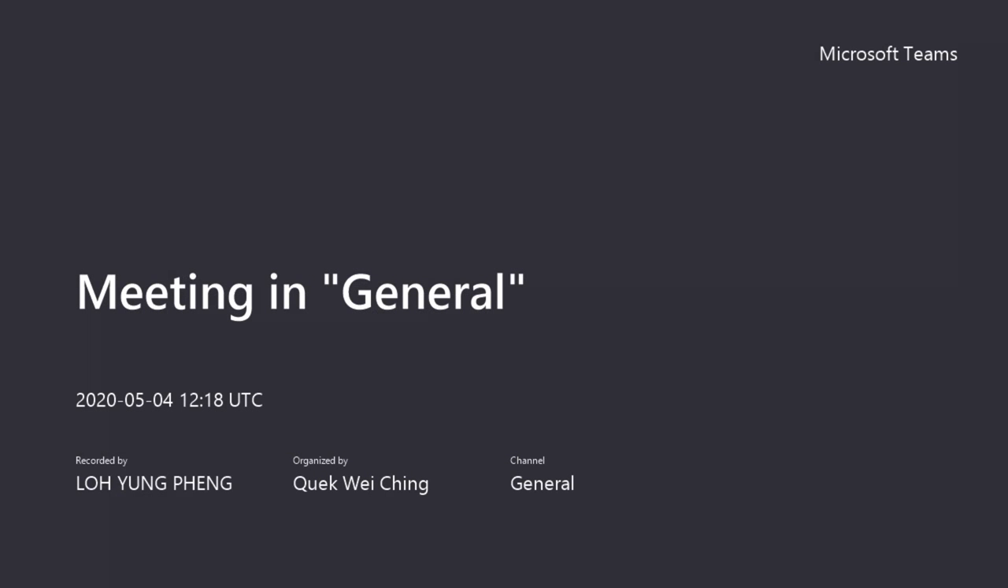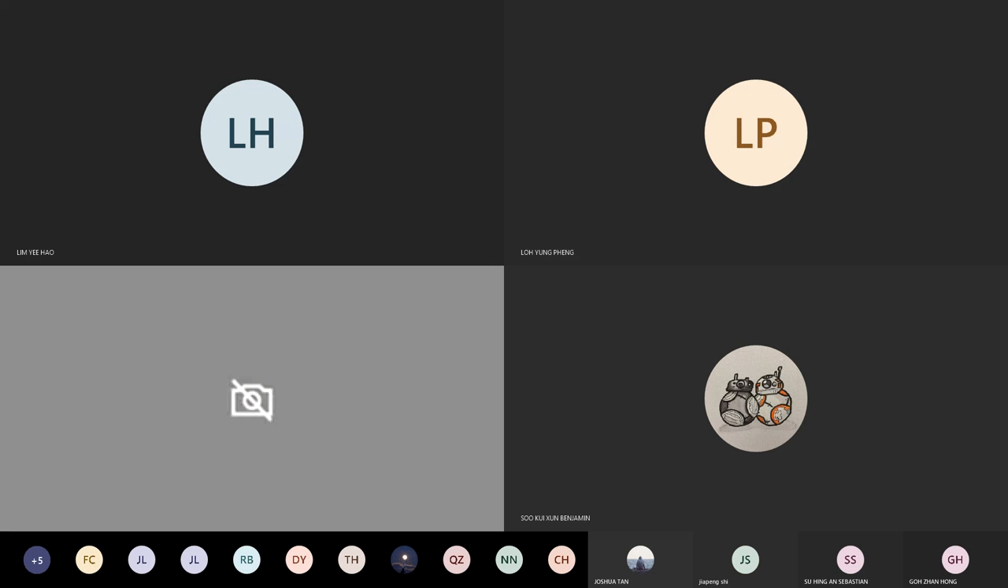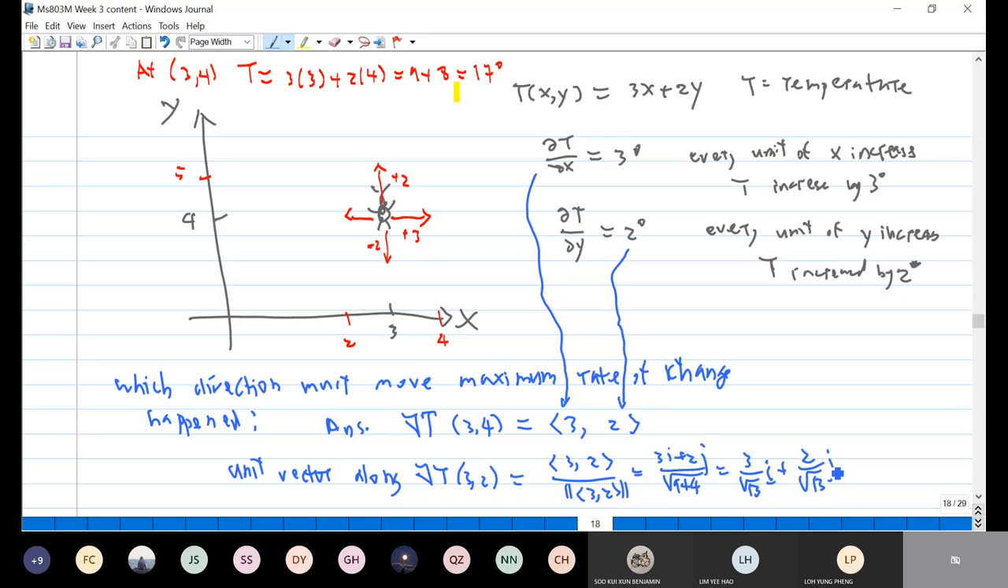Plus 2 over square root of 13 j. So this is the direction the insect should move. I tell you straight away, this is how you find the maximum rate of change.